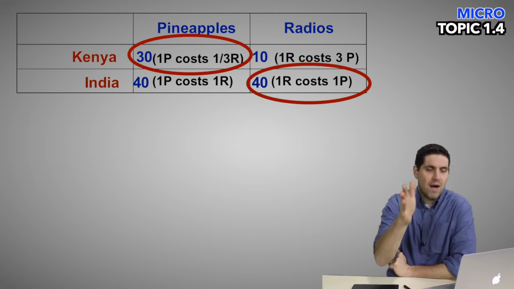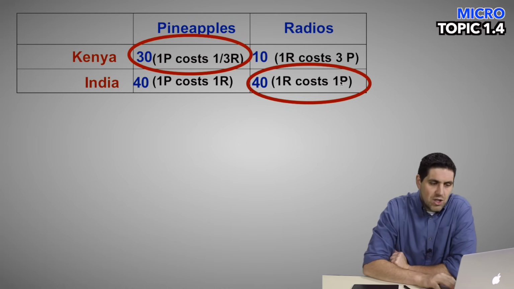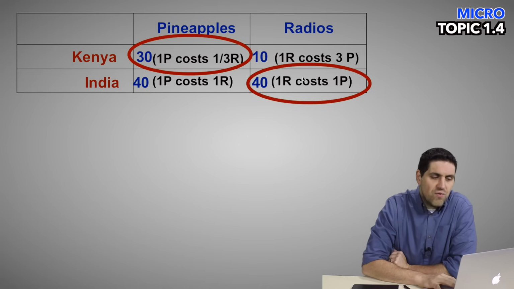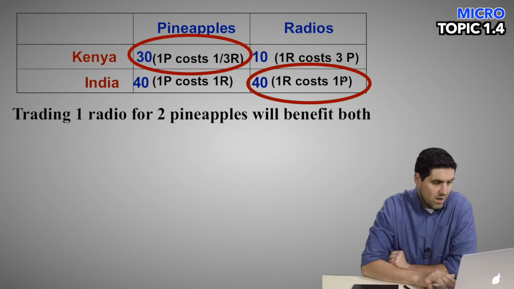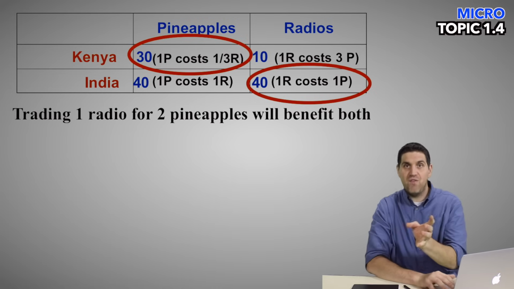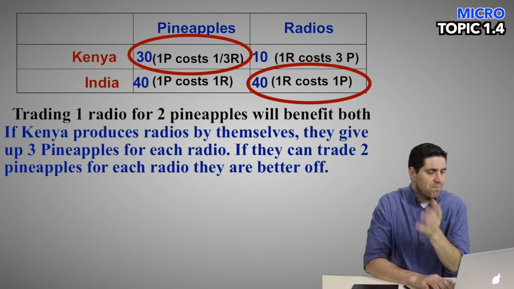Now, I'll help you out and figure out how you get this. What you got to do is you look right here. This tells you, once you've calculated this per unit opportunity cost, the number for 1 radio for a certain number of pineapples has to be between 3 and 1. Right? For example, 2 would work. So 1 radio for 2 pineapples would benefit both countries. But why is that? Well, the reason why is this.